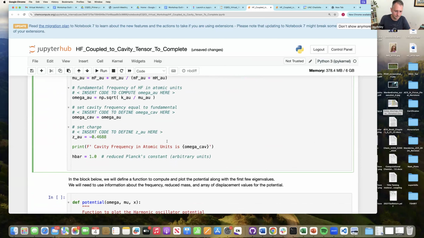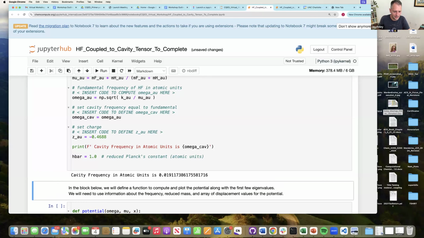Okay. All right. And then in atomic units, reduced Planck's constant has magnitude 1. Oh no, this is not arbitrary units. This is atomic units. I don't know why that's there. Okay. So let's run this. We should just get a little printout that the cavity frequency in atomic units is this number.